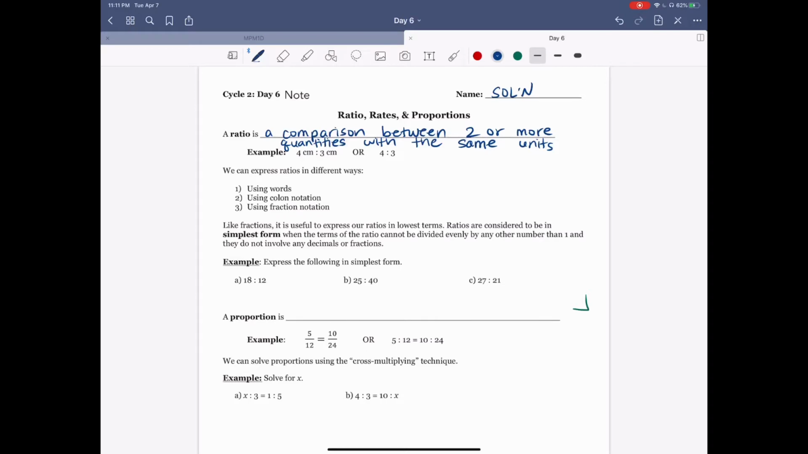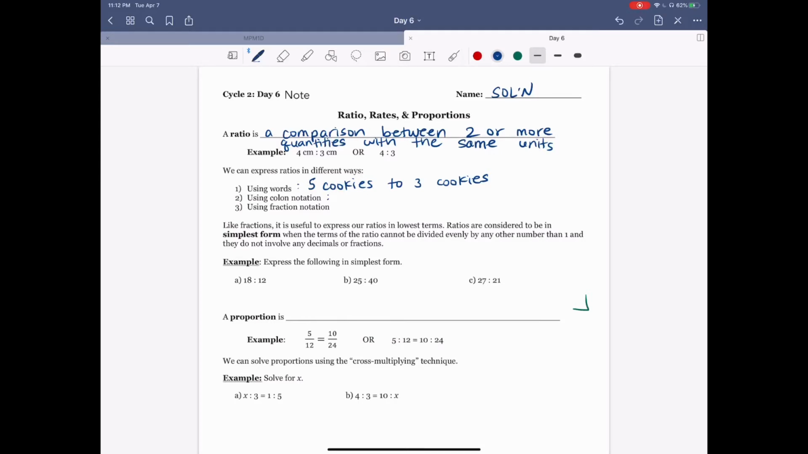Notice that they have the same units. Either there's no units or centimeter. It could have been centimeter squared, centimeter cubed, etc. We can express ratios in different ways using words. So for example, if you had 5 cookies to 3 cookies. So we're using words, right?